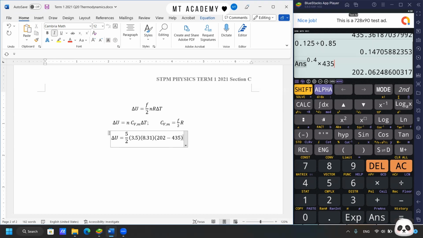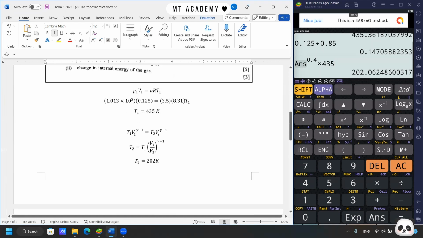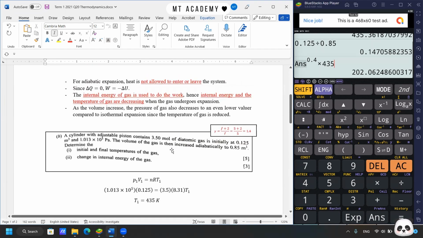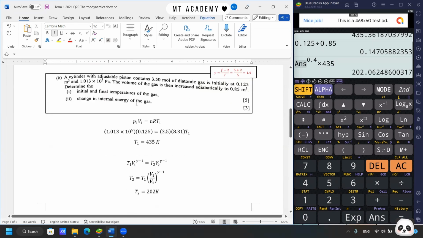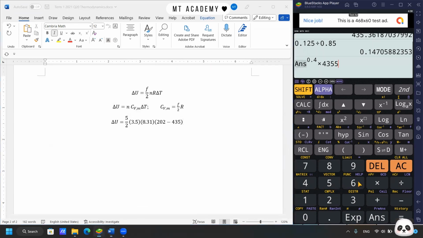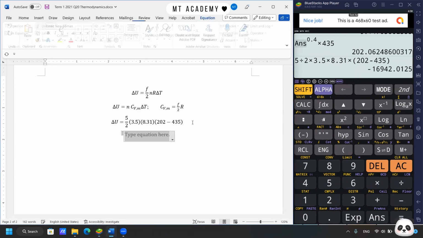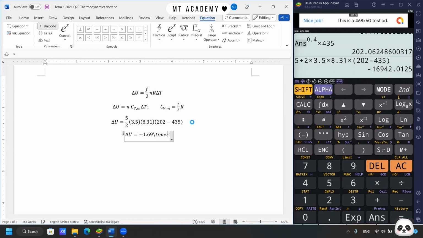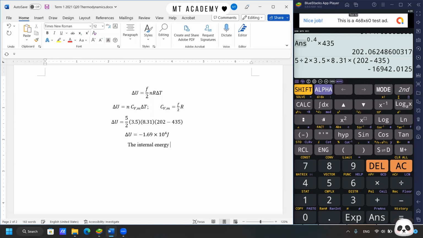Here, we can see that the change in internal energy is a negative value. If we refer back to the question, the gas undergoes expansion from 0.125 to 0.85 meter cube. This is aligned with the expansion that we discussed in the previous question: the internal energy of the gas is used to do work, hence the internal energy of the gas is decreasing. So we have a negative value for the change in internal energy of the gas. We can proceed to the calculation. We have 5 over 2, and the final answer is about negative 1.69 times 10 to the power of 4 joule. You can add in some explanation that the internal energy of the gas is decreasing to do work.